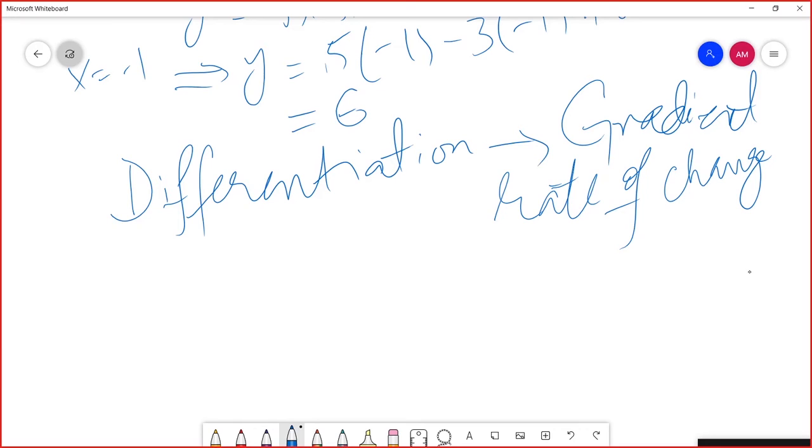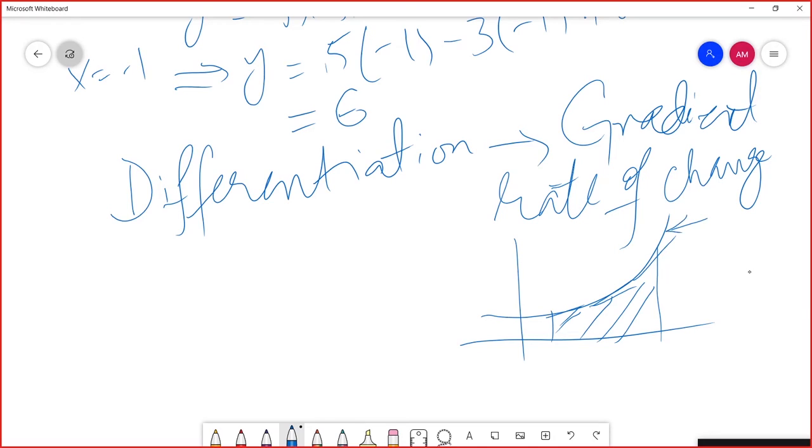We said it is integrating. Differentiation is giving you something like where I am, and if you integrate, you are finding total area. So it means it can give you the total profit maybe, the total area maybe, or the total volume maybe, depending upon what function we have.